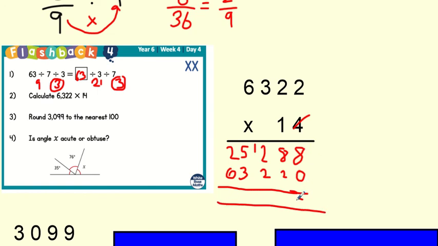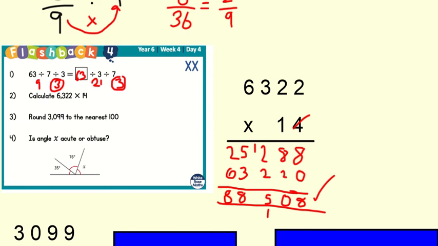8 and 0 is 8. 8 and 2 is 10. 2 and 2 is 4, add 1 is 5. 5 and 3 is 8. And 2 and 6 is 8. So if you've got 88,508, give it a neat little tick.